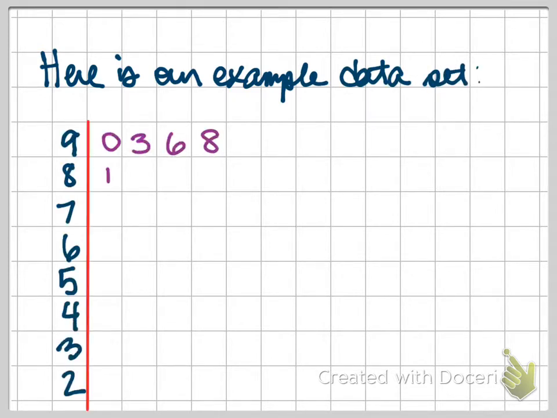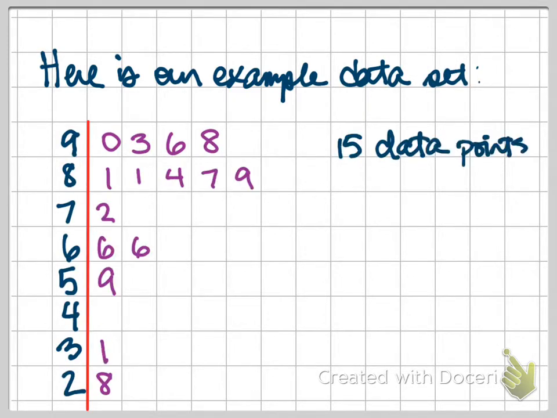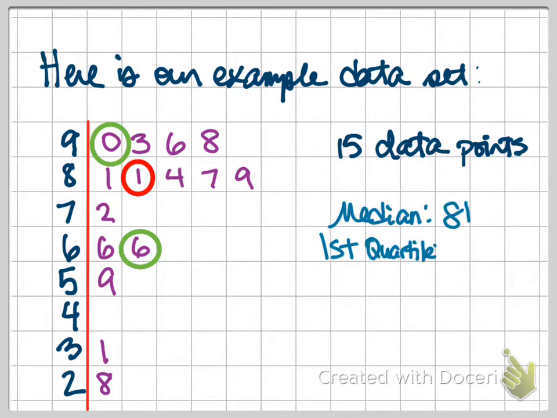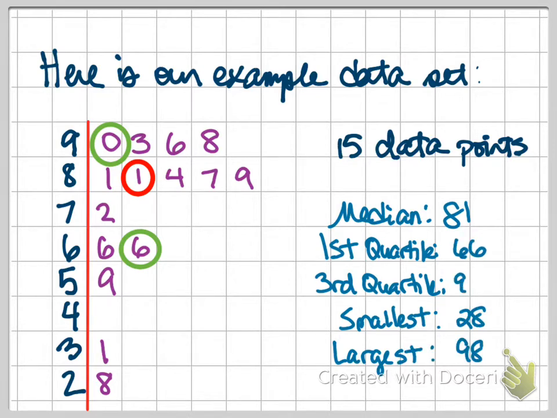So here's an example data set. In this data set, I've created a stem and leaf plot that contains 15 data points, starting from 28 and running through 98. I calculated what we call a 5-number summary. A 5-number summary is what is used to create a box plot. And in it, the median is 81. The smallest number is 28. The largest is 98. The third quartile is 90. And the first quartile is 66. And I have also identified those with circles over here so that you can see.